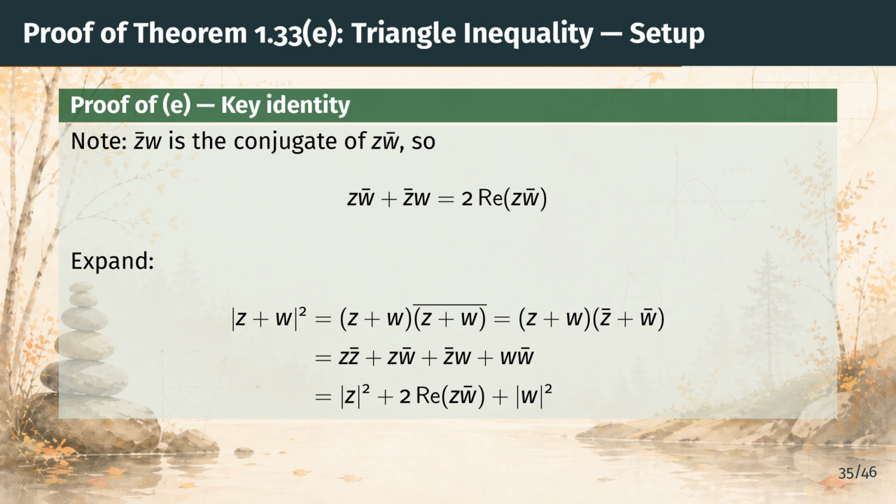Notice the key identity at the top of the slide. The cross terms combine into twice the real part of a single product. This is the crucial observation. It lets us replace a complex expression with a real quantity that we can bound. Pay attention to how parts C and D of the theorem are about to come together.